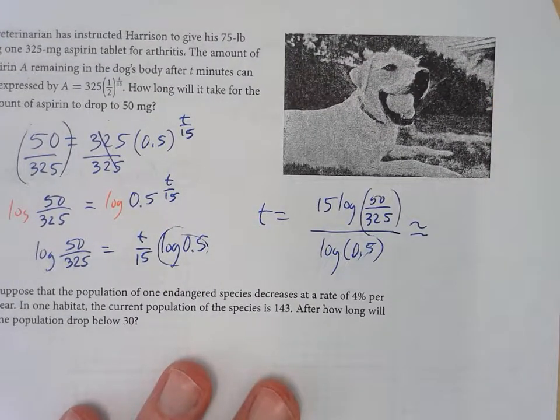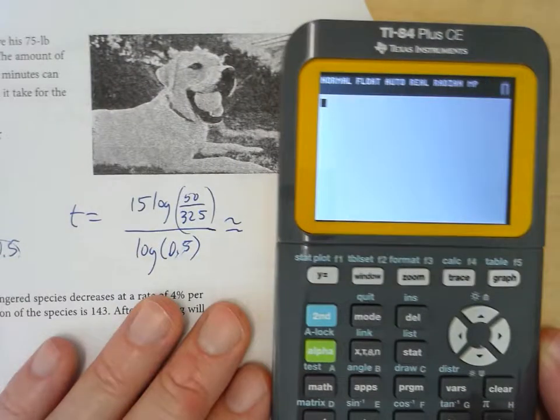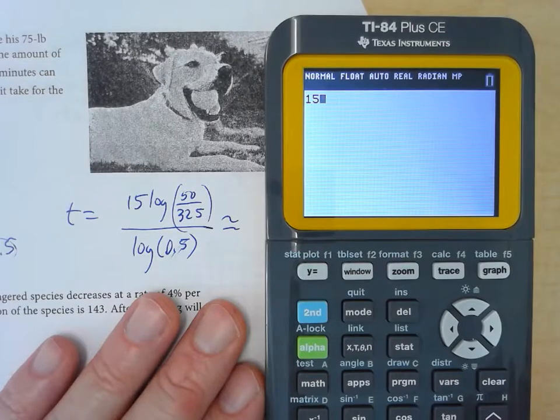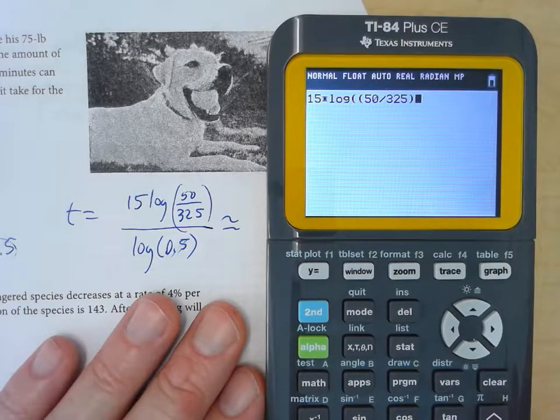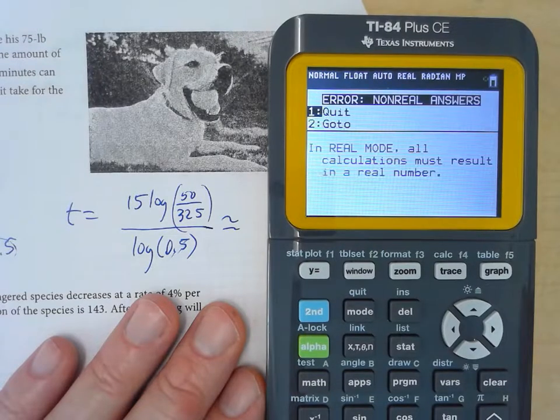So we are looking good. Turn the calculator on here. So we got 15 multiplied times log, and we got 50 divided by 325, close the parentheses, and then divided by log of a half. I chose log of 0.5 because it's faster to type in there, means the same thing.